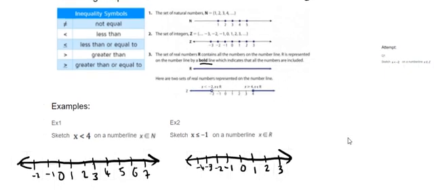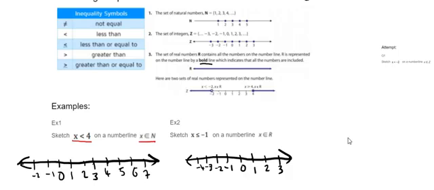The first one, sketch x is less than 4 on the number line, where x is an element of the natural numbers. So you've got two bits of information here. You know that x is less than 4, and you know that x is an element of the natural numbers. So if x is less than 4, it couldn't be 5, 6 or 7, and it couldn't actually be 4 either, because it's less than 4. So less than 4 isn't the same thing as 4.